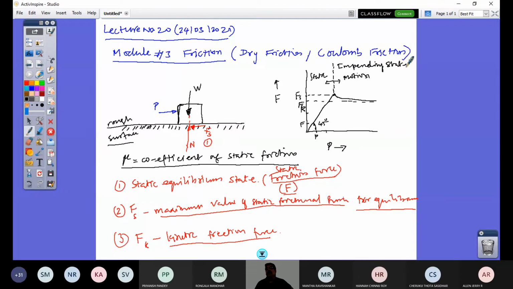It is an impending state. What do you mean by impending state? Impending motion. It is about to go into motion. Right? That is what an impending state is, the state where you are at the limiting point of your static equilibrium. Beyond that, the static equilibrium is lost, and then it is the dynamic condition of your rigid body.